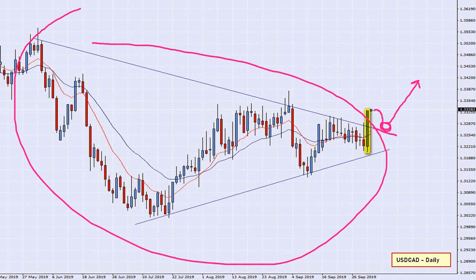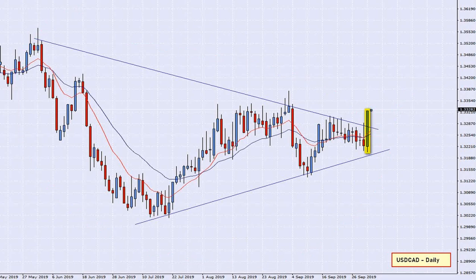All right, so there you have it. That is our chart of the day. Something a little bit different. If you like it, it's there for you. It's the US CAD on a daily time scale.